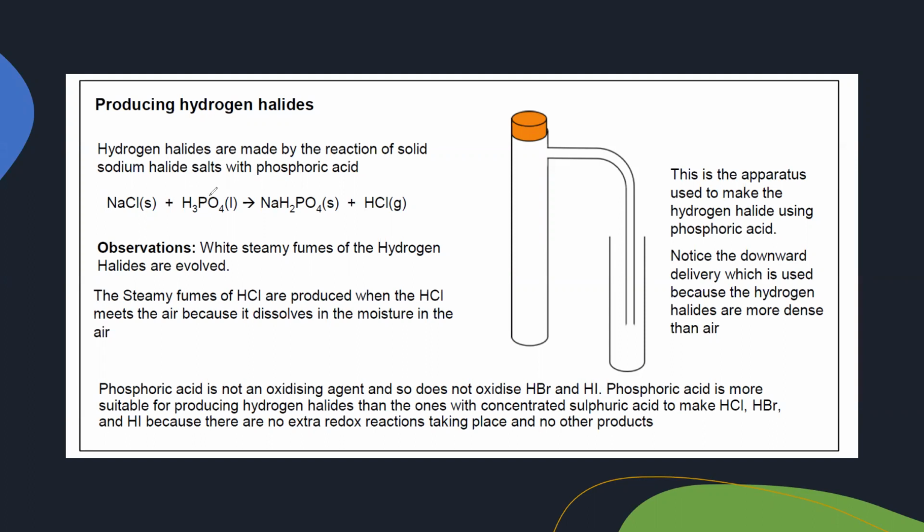Then how can we produce hydrogen halides? We can react them with an acid, like sulfuric acid, so sodium chloride, or phosphoric acid. So sodium hydrogen phosphate plus HCl, and as a result it will produce a misty fume. Phosphoric acid is not an oxidizing agent. Why are we using phosphoric acid here? Why not sulfuric acid? Because if sulfuric acid is used, first it will act like an acid-base reaction, and next it will act like an oxidizing agent. That's why if we want to stop at hydrogen chloride or hydrogen bromide or hydrogen iodide, we should prefer to use phosphoric acid.